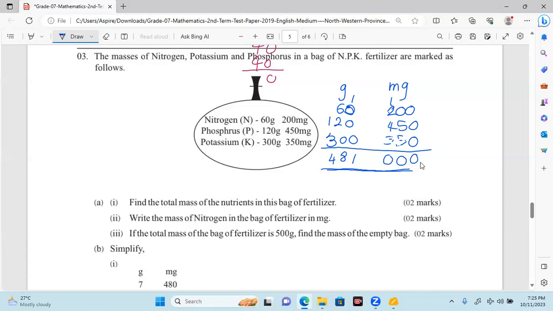Then you know that 1 gram is equal to how many milligrams? It is 1000 milligrams. Okay, remember these things. 1 gram is equal to 1000 milligrams.